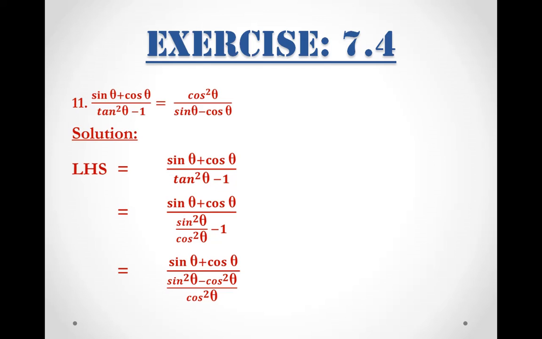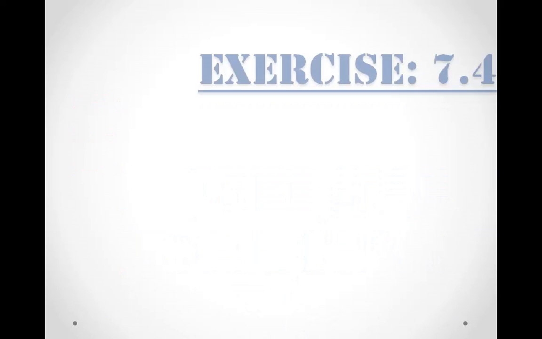Taking here the left hand side, we have sin theta plus cos theta whole divided by tan square theta minus 1. Tan square theta can be written as sin square theta over cos square theta. Now taking the LCM at the place of the denominator, we are having sin theta plus cos theta same whole divided by sin square theta minus cos square theta whole over cos square theta. This cos square theta written at the last will come at the top according to the simplest rule.